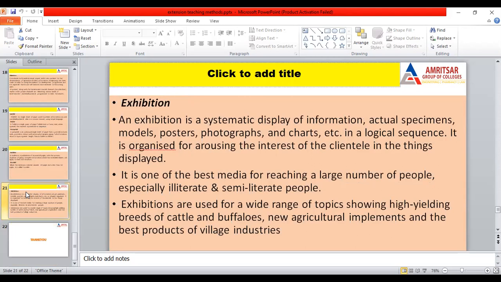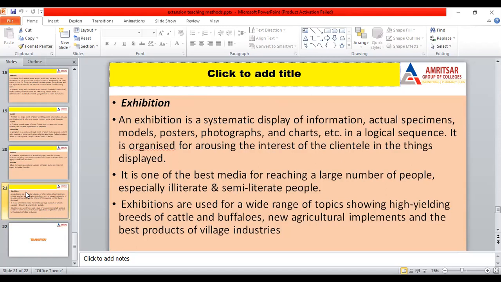For instance, KVK organizes Kisan Mela, in which various firms or companies display information about specimens, and they provide information through models, posters, photographs and charts in a logical sequence so that they can arouse the interest of the people by displaying them.